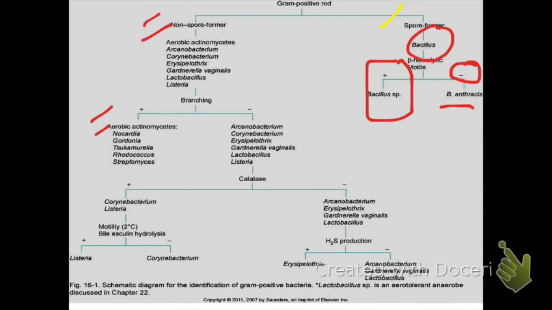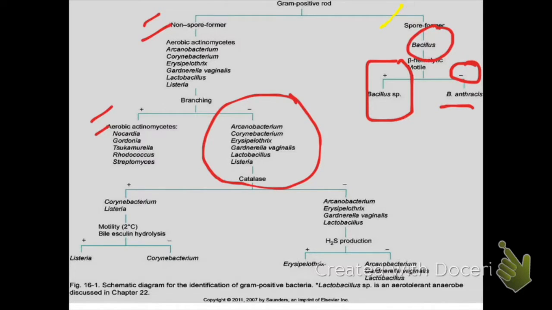So Nocardia is slightly acid-fast. Okay, most of the bulk for discussion today is the non-spore-forming, non-branching gram-positive bacilli. So under that category are the Arcanobacterium, Corynebacterium, Erysipelotrix, Gardnerella, Lactobacillus, and Listeria. So how do we divide them?